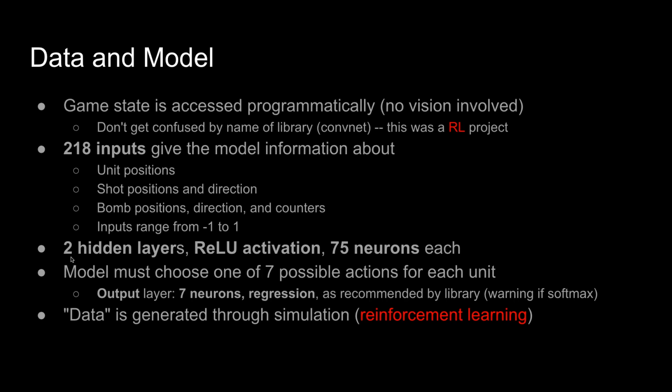The hidden layers were just two small hidden layers, 75 neurons apiece with ReLU activations, and the output was 7 neurons representing the actions that the units could take, with the regression activation because the library was giving me warnings when I tried to have it use softmax. And of course, since it's reinforcement learning, there's really no training data, it's just generated through simulation.